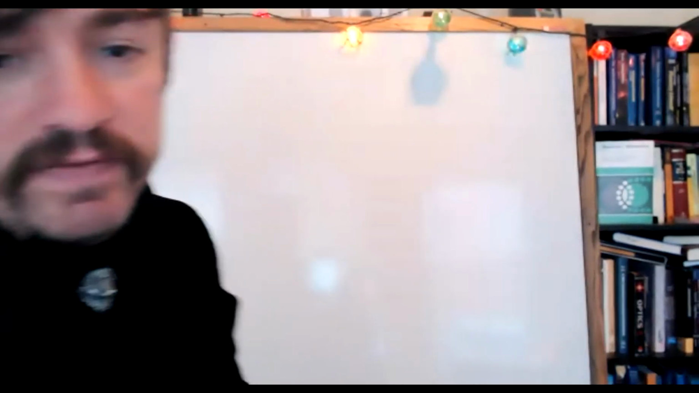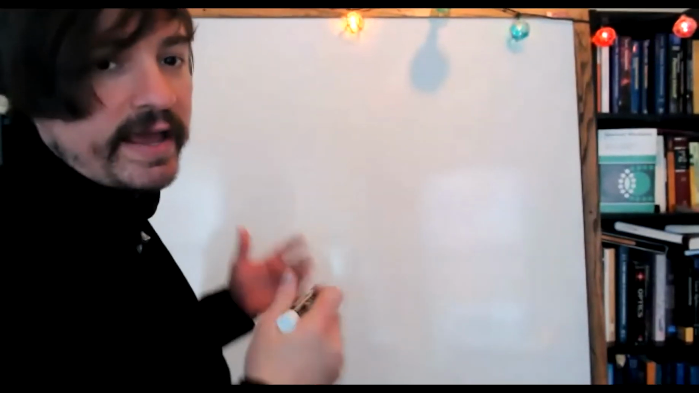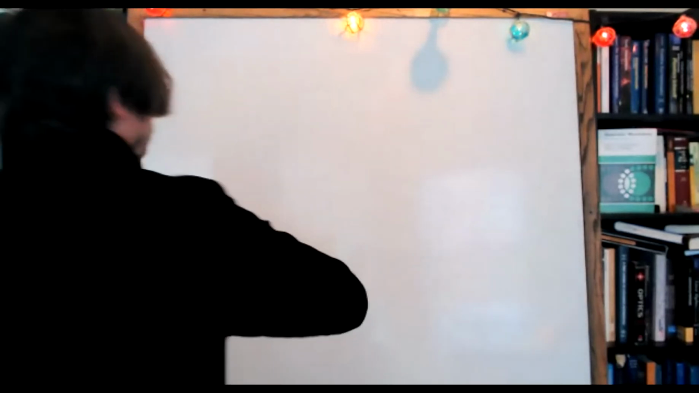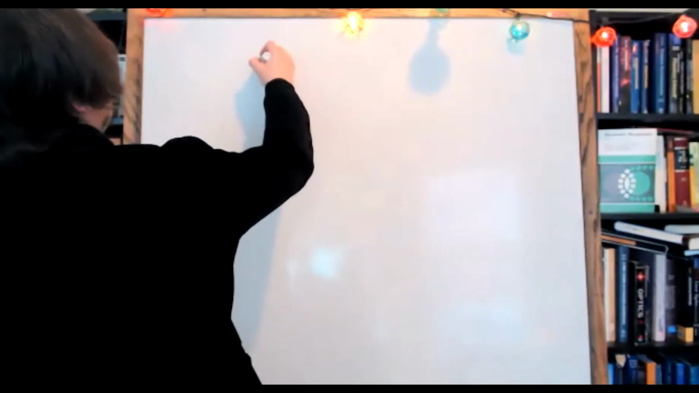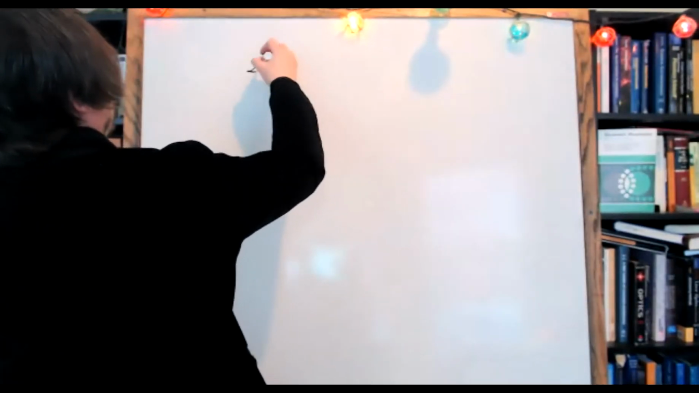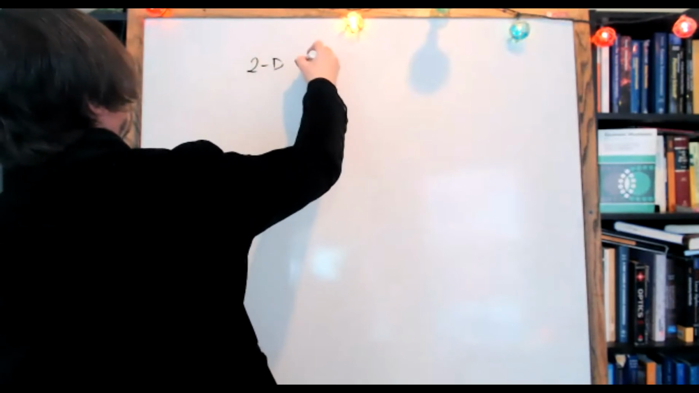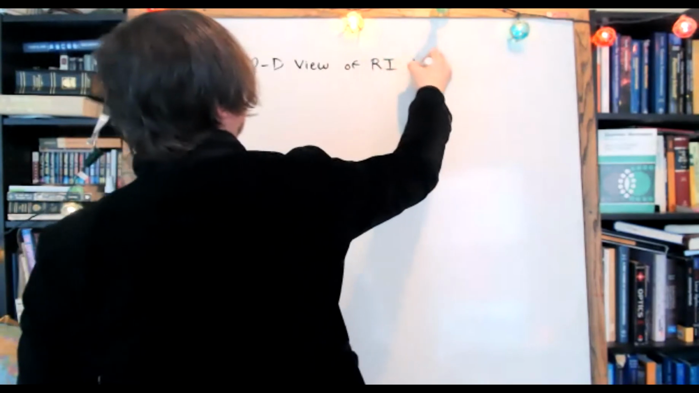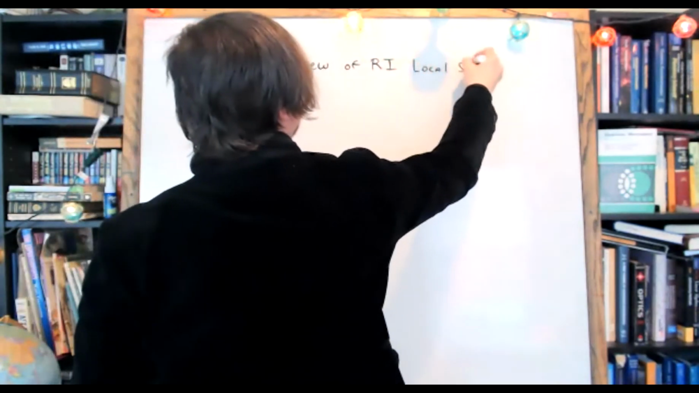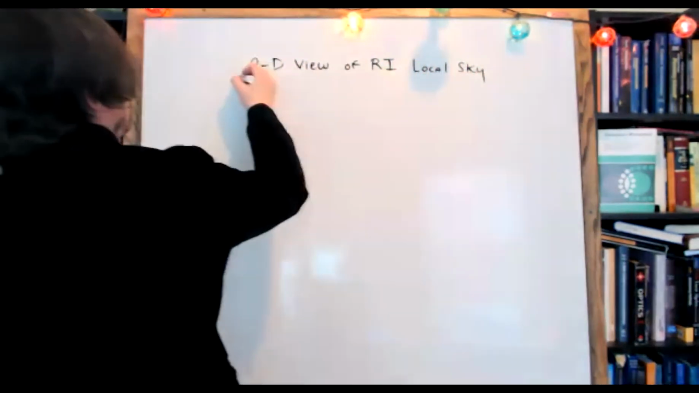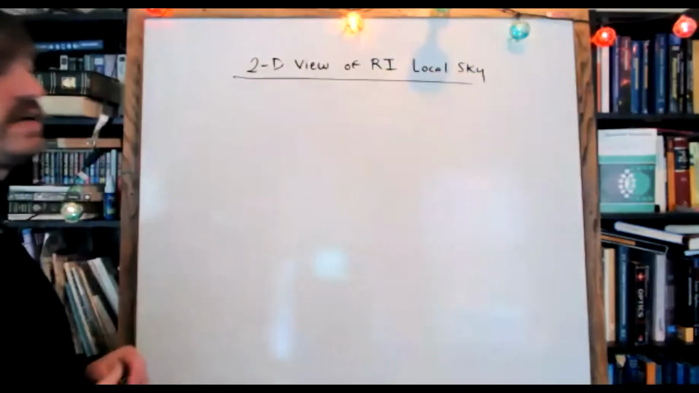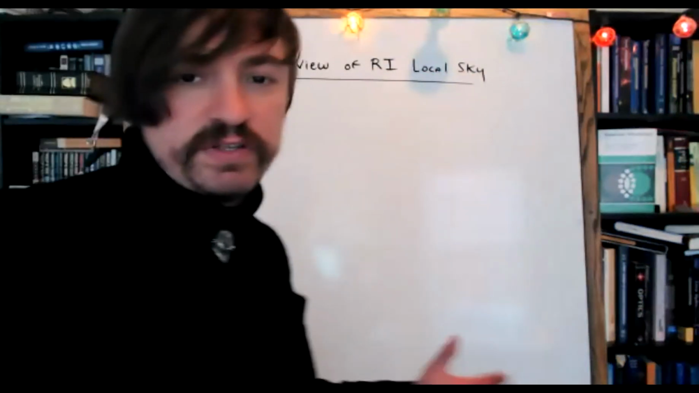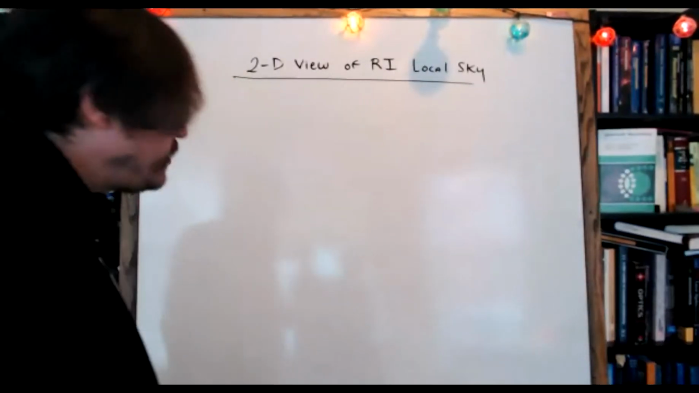We're going to make a drawing of a two-dimensional view of your local sky. And this is a very helpful exercise for you guys. So let's construct a 2D view of the Rhode Island local sky. We will occasionally need to make pictures like this to help us answer tricky questions in our homeworks and in our exams. So we're going to do this just like before.